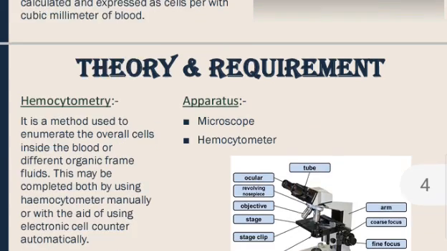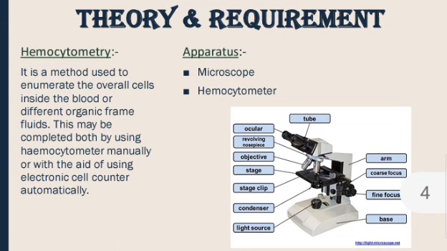Then theory and requirement. What is hemocytometry? Hemocytometry is a method which is used to give the overall cell count inside the blood or fluid such as organic fluids. This method is used with both the hemocytometer manually or the electronic hemocytometer automatically. The apparatus of our experiment is a microscope and hemocytometer.